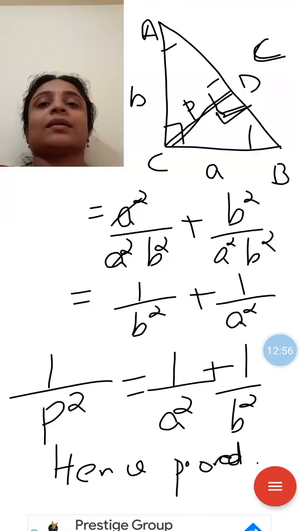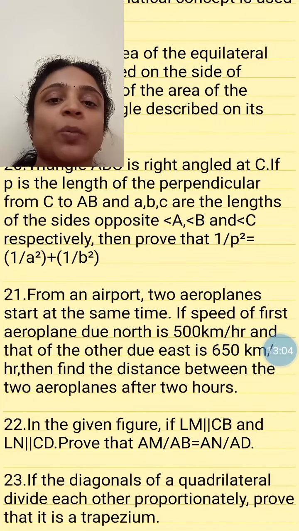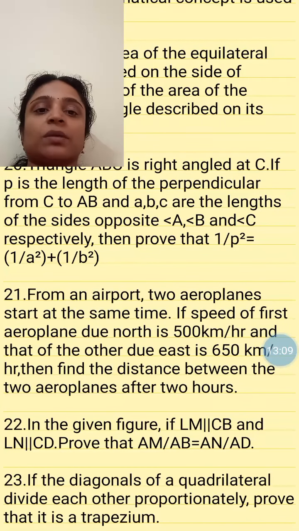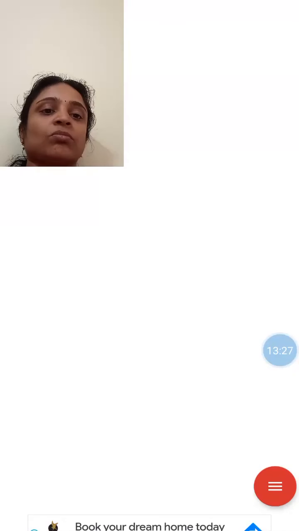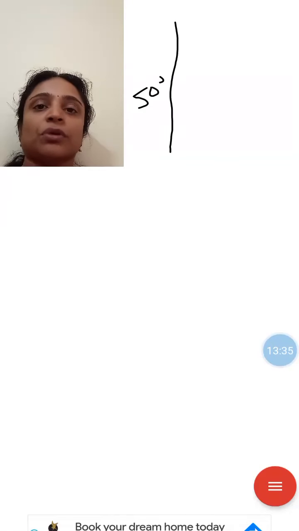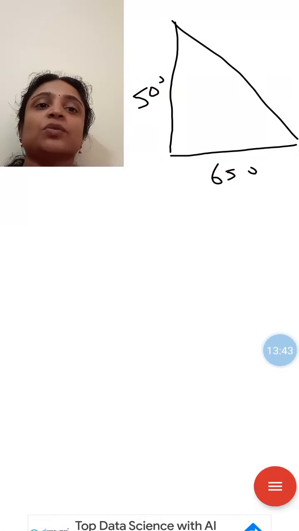Okay, understood? Next question is, from an airport, two aeroplanes start at the same time. If speed of first aeroplane due north is 500 km per hour and that of the other due east is 650 km per hour, then find the distance between the two aeroplanes after 2 hours. Okay, the question is, an aeroplane is flying at 500 km per hour due north and the other is flying at 650 km per hour due east. Then find the distance between the two aeroplanes after 2 hours.